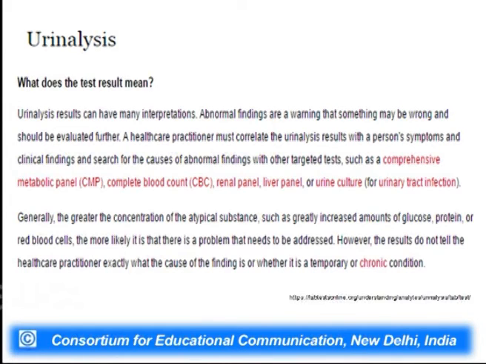Urine analysis is a very important analysis which has to be done in the case of chronic disorders, but many times the results have to be substantiated with other analyses such as the comprehensive metabolic panel, complete blood count, renal panel, liver panel, and urine culture analysis. So all this urine analysis has to be substantiated with the other tests which are available.